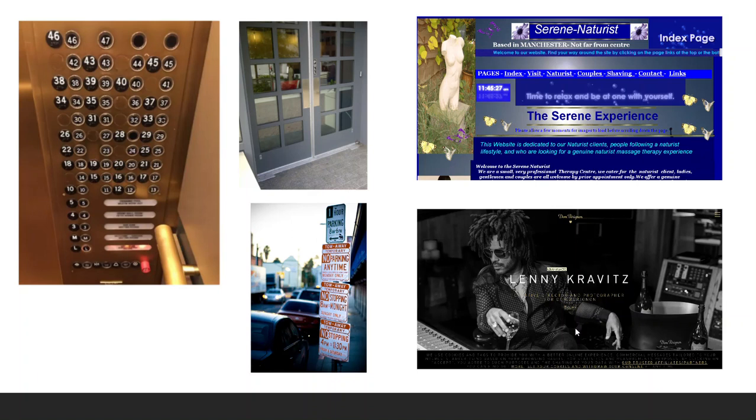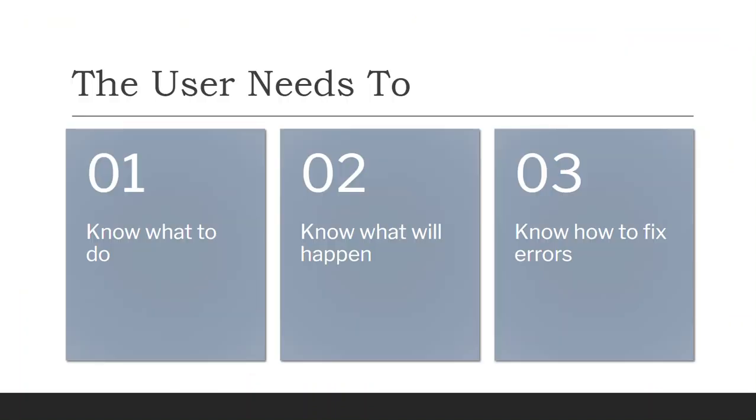This is Lenny Kravitz's website. The challenge with this is it's just hard to read. So the colors they used and the fonts they used, this is a nice image. This is a consistent thing people use to designate that there's a menu, but the words themselves are just very difficult. So when we create something, the user needs to know what to do, what will happen when they do that. And then if they get an error, they need to know what to do then, how to fix any errors they get.